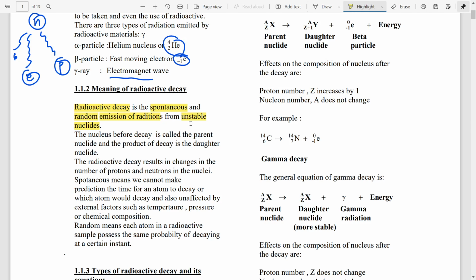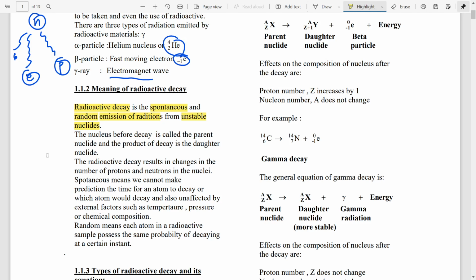By the unstable nucleus, only unstable nucleus yang akan melalui proses ini. Dan apa yang dia buat? By emitting the radioactive radiation. Macam mana dia menjadi lebih stabil? By emitting, dengan memancarkan sinar radioaktif such as alpha, beta, and gamma. So that is the definition of radioactive decay.